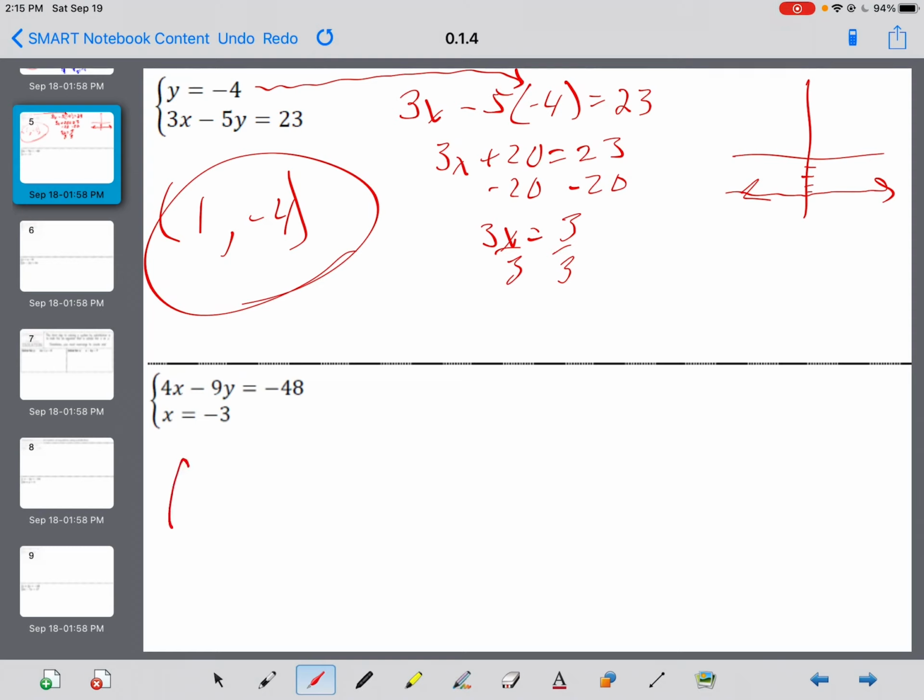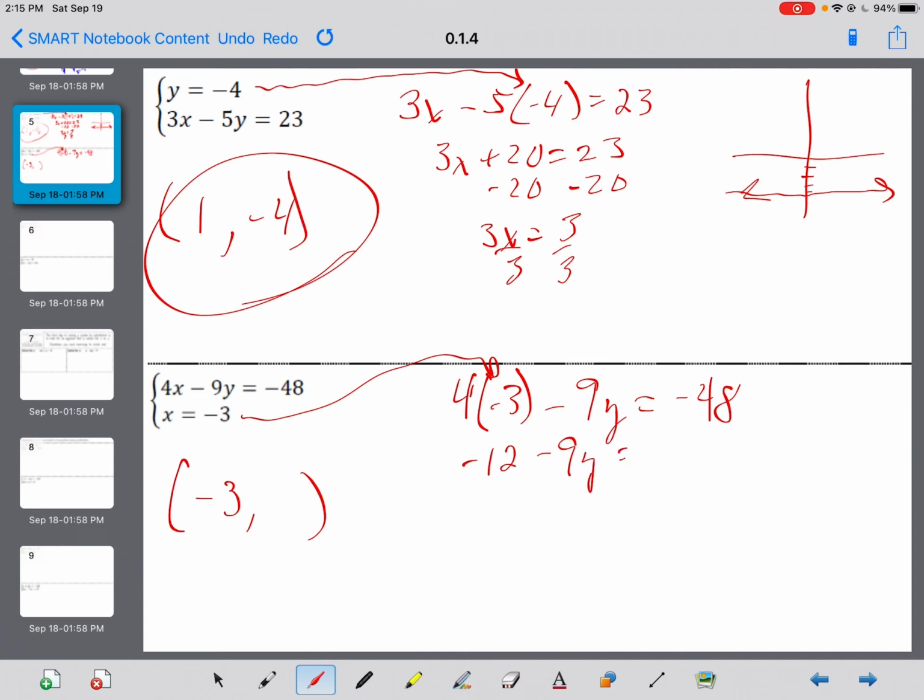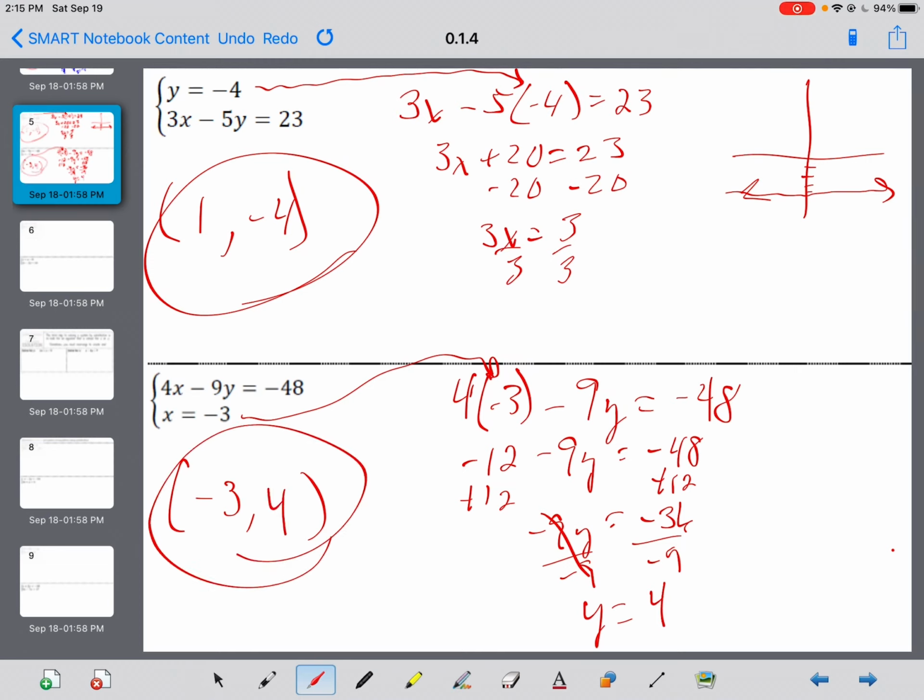Okay, here we go. We already know x. X is -3. We just need the y. So 4 times something minus 9y equals -48. And we're going to take that -3 and plug it in right here. I'm already doing the math. My bad. 4 times -3 is -12 minus 9y equals -48. Add 12. 9y equals -36. Divide by 9, not 9y. Leave the y. Negative makes positive. 36 divided by 9, 4. Boom.